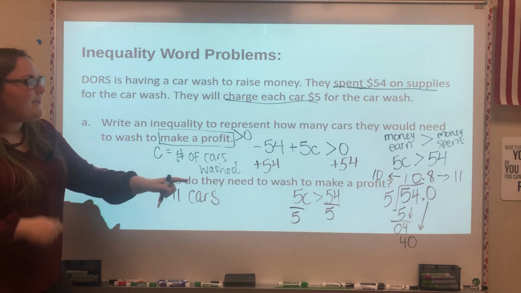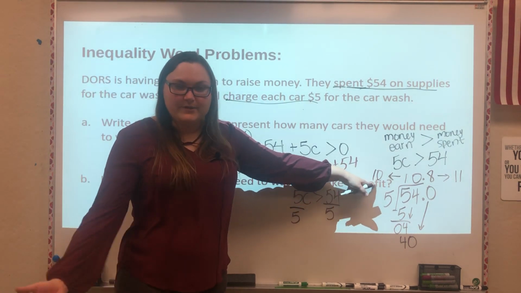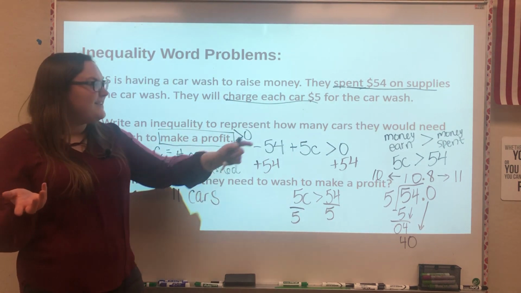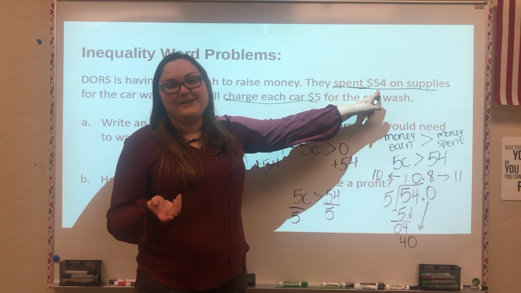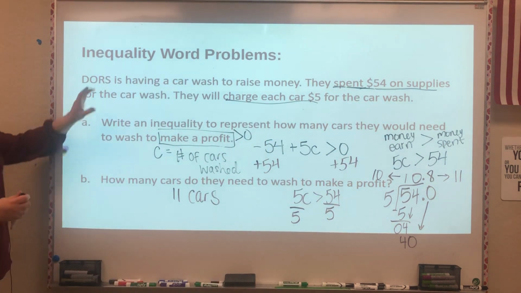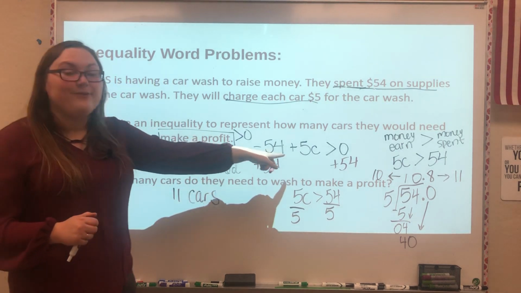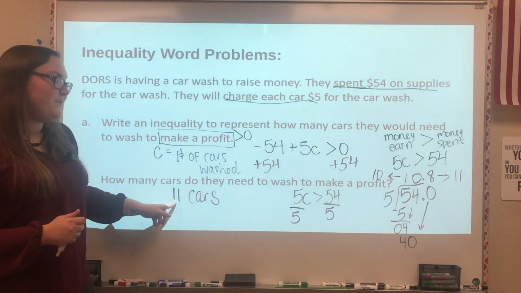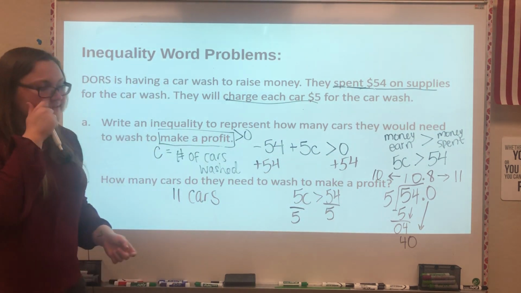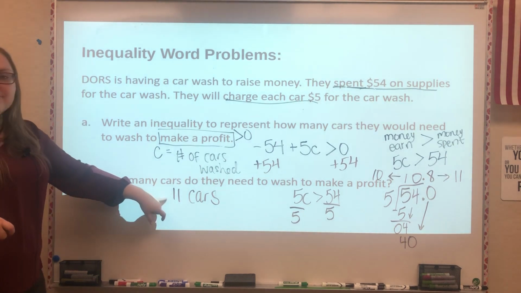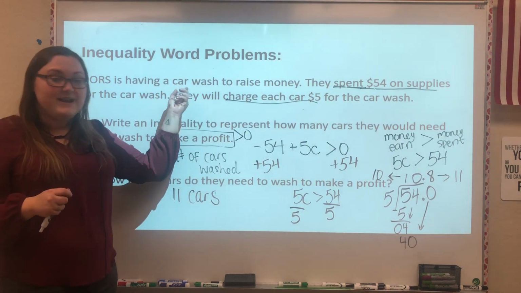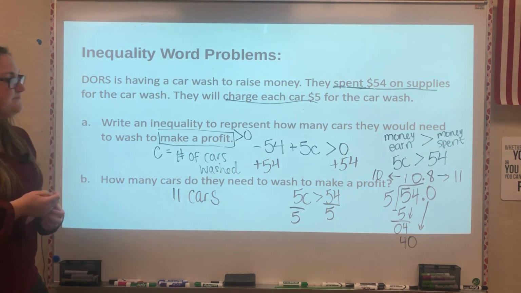If we had gone down to 10 cars, if you only wash 10 cars, $5 a car is a total of $50. That's not going to cover the money you spent on supplies. If you only wash 10 cars, you're losing money. So you could do that. You could come back up to the story. You could use your inequality here to confirm that if I put 11 cars for C, that I'm making more than $0. However you think of it, but make sure, especially for these word problems, you can check these on your final by going back up to the story and making sure your answer makes sense.